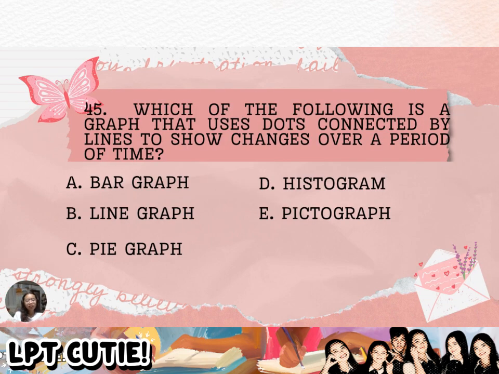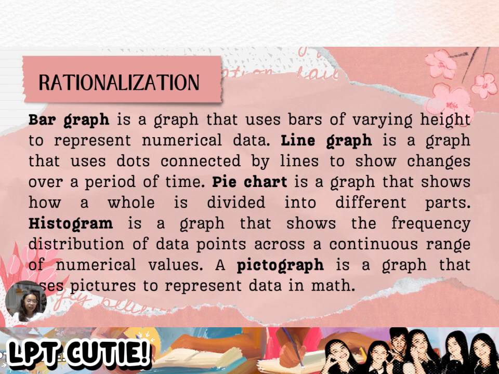Next question. Which of the following is a graph that uses dots connected by lines to show changes over a period of time? Letter A, bar graph. Letter B, line graph. Letter C, pie graph. Letter D, histogram. Or letter E, pictogram. The answer will be, it's simply line graph, since we are looking for the period of time.